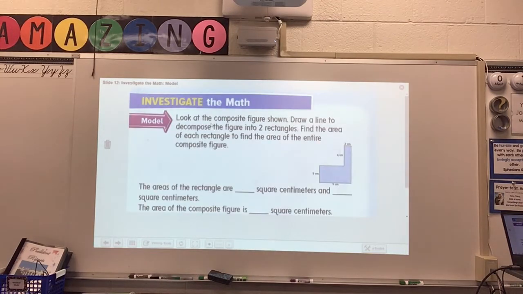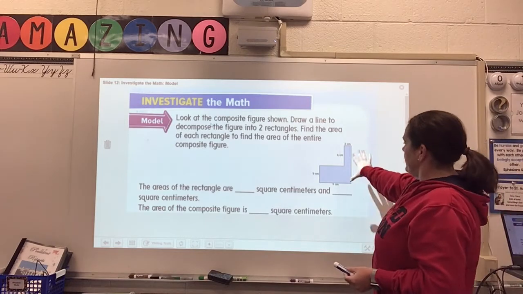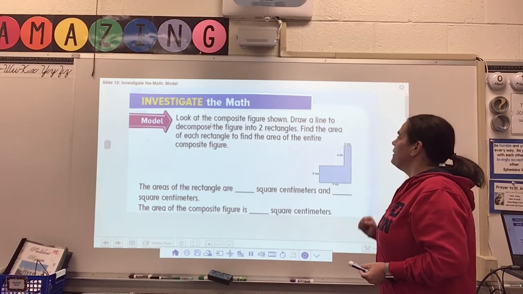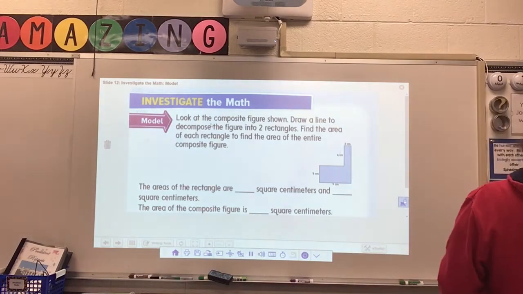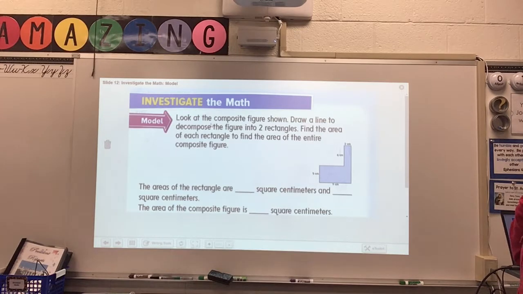All right, let's start here. So we are going to look at the composite figure shown. This here is our composite figure. And we're going to draw a line to decompose that composite figure into 2 rectangles. And then we're going to find the area of each rectangle so that then we can add them together to find the area of the entire composite figure.